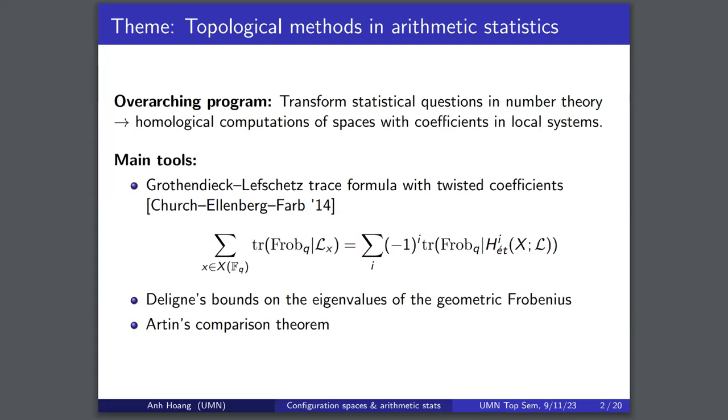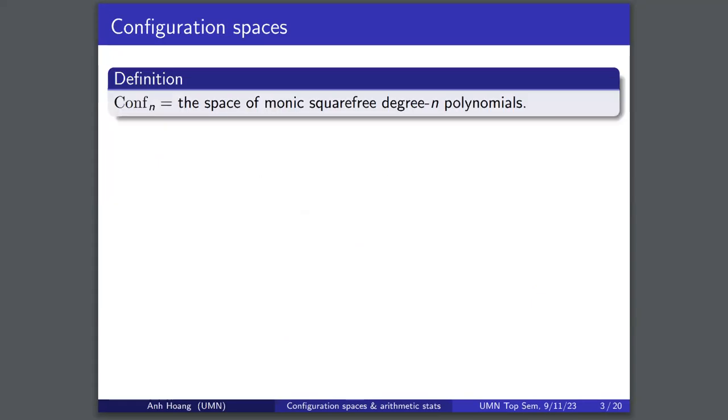Okay, so the bottom line is, given this standard machinery, if you can encode your arithmetic quantity as a trace of Frobenius on a certain local system, then you can pass through the whole thing here and turn it into a question about homology of certain spaces. Albeit with local systems, but you can do that. All right, and like I said at the beginning, our main character for today is configuration spaces.